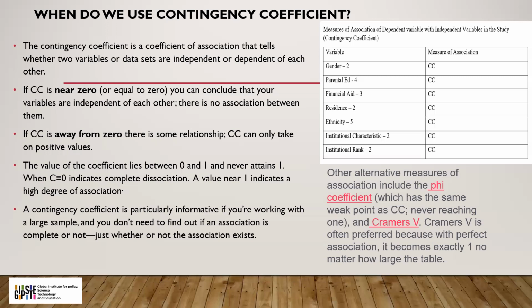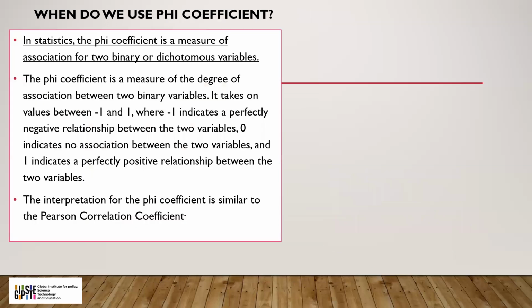So sometimes it's preferred to the contingency coefficient and the phi as well. But when do we use the phi coefficient? In statistics, the phi coefficient is a measure of association for 2 binary or dichotomous variables. So if you're dealing with categorical variables with just two categories, that's a binary or dichotomous variable, then you have to look at the phi coefficient. The phi coefficient is a measure of the degree of association between 2 binary variables.